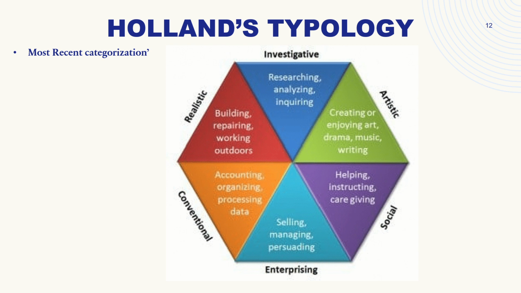Holland, this is the most recent categorization into personality types. Holland gave the classification as investigative, artistic, social, enterprising, conventional and realistic. The investigative type of persons, they are more into research, analysis, questioning things, collecting data. Artistic type of people are into creating things, enjoying arts, drama, music, writing.